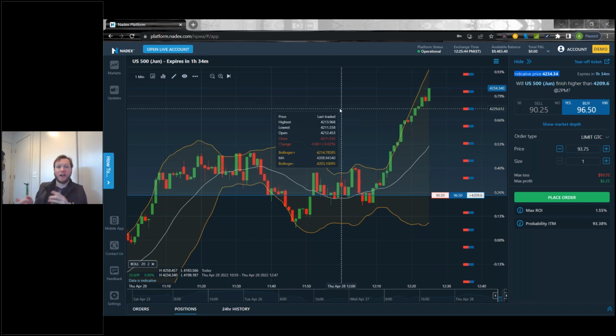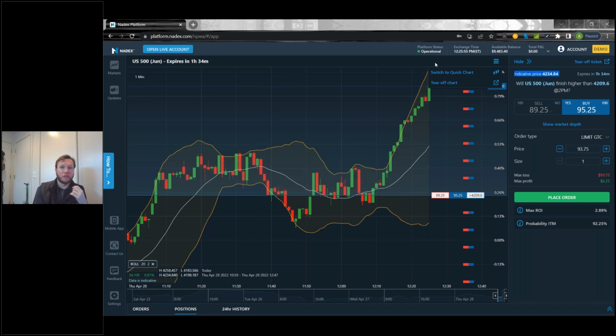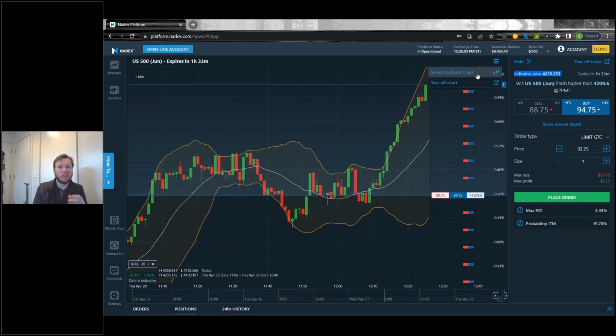So let's take a detour from the functionality on this right click area, and we'll go up to this right hand corner section of the chart. So this is this little hamburger selector. It does a couple of things. It's going to allow you to tear off the chart, which we will go over in just a little bit. But the top option here is switching to quick chart.